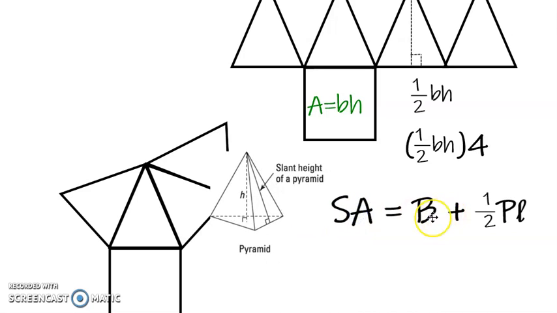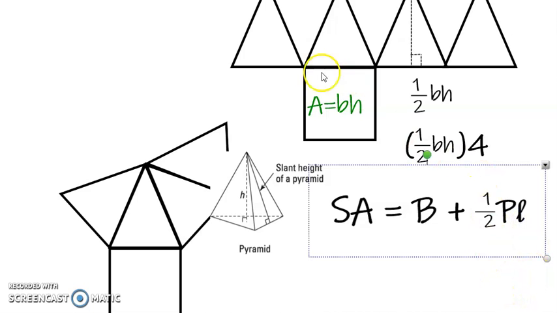Surface area equals the area of the base. You need to write this down on your reference sheet. Area of the base plus 1/2, remember, because 4 times b equals the perimeter, and then instead of h, we use slant height, which is with a cursive L. This is the formula that we will use to find the surface area of a pyramid.